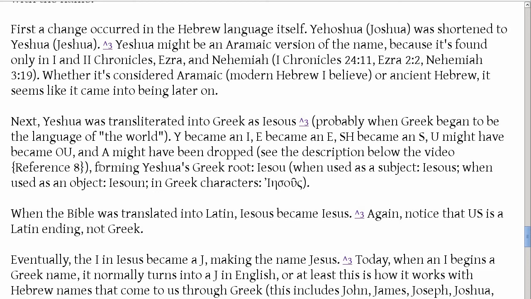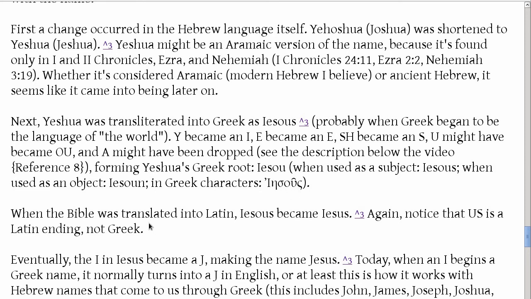So all of that came together forming Yeshua's Greek root, Iesu. When used as a subject, Iesus. When used as an object, Iesun. In Greek characters, Iesus. Now notice this is Greek characters. This is an accent mark here. This is not an accent, this is a breathing mark. This is an accent mark. So it does look a little bit different, but you can still see all the same characters.